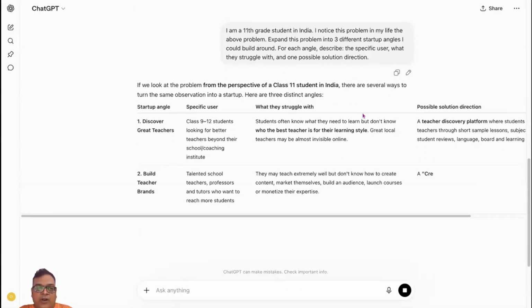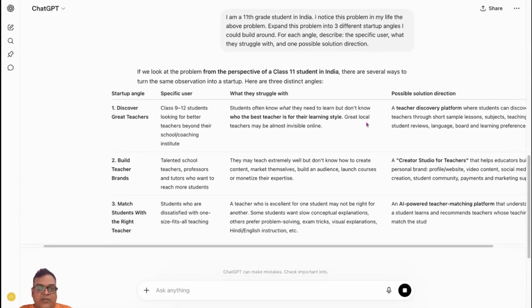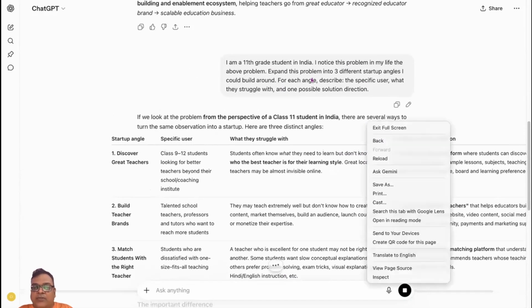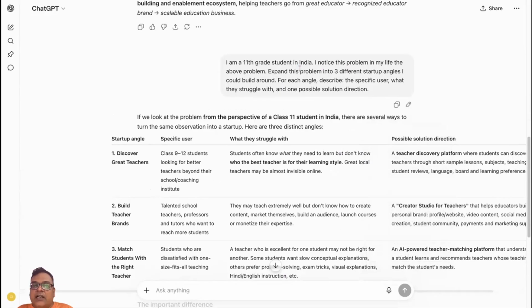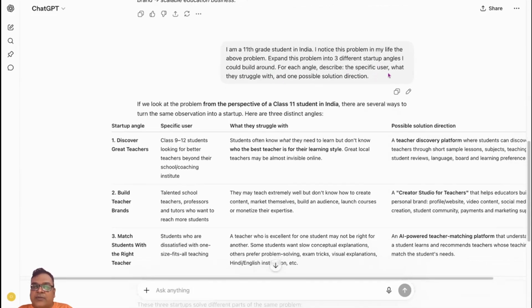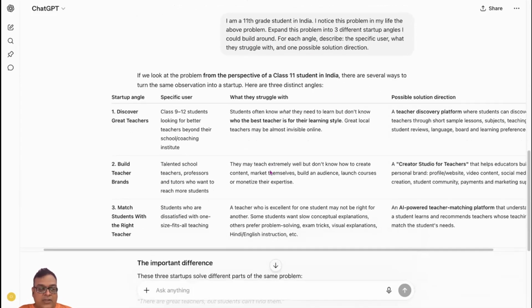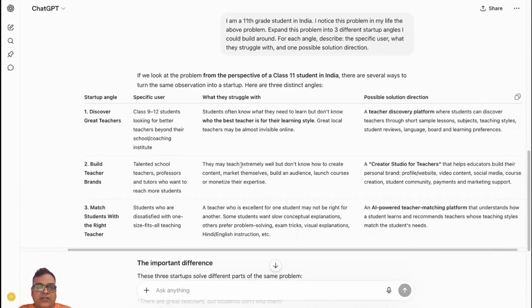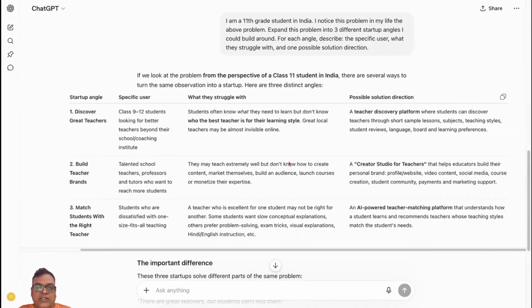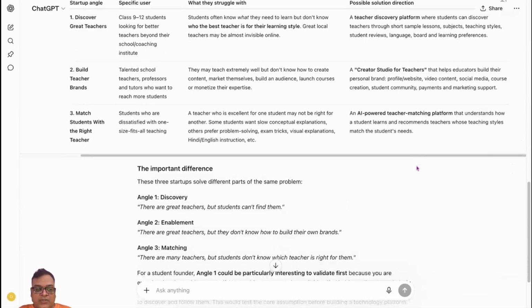It has understood what the problem is, and it is presented in a table. Let's read the prompt. The prompt is very simple: expand this problem into 3 different startup angles I could build around. For each angle, describe the specific user, what they struggle with, and one possible direct solution. The first startup angle is discover great teachers, the second is build teacher brands, and the third is match students with the right teacher. Look at the specific user, what they struggle with, and the possible solution.